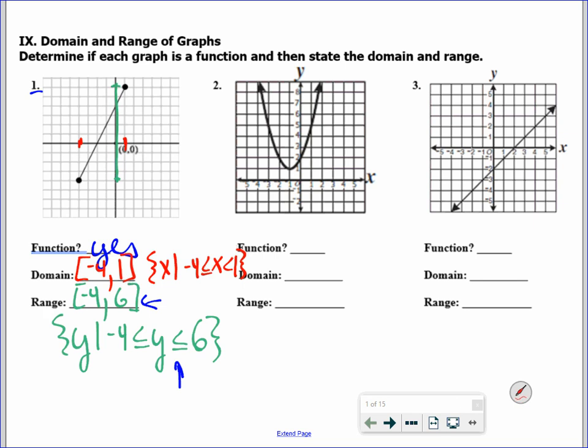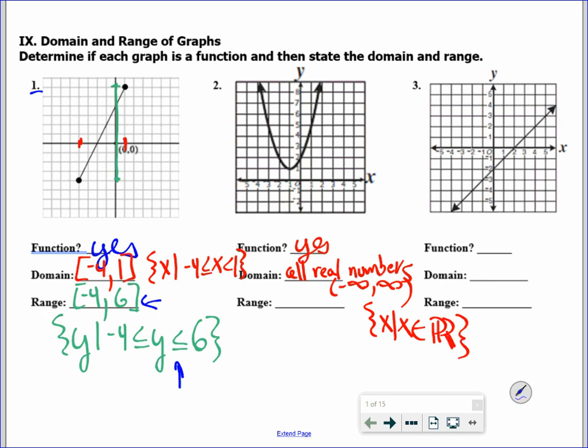For number 2, yes, this is a function. The domain is all real numbers. If you wanted to write that in interval notation, that's -infinity to infinity. In set builder notation, it's a little bit more complicated, and if you didn't get taught this in class, don't freak out. But it's x such that x is a member of the set of real numbers.